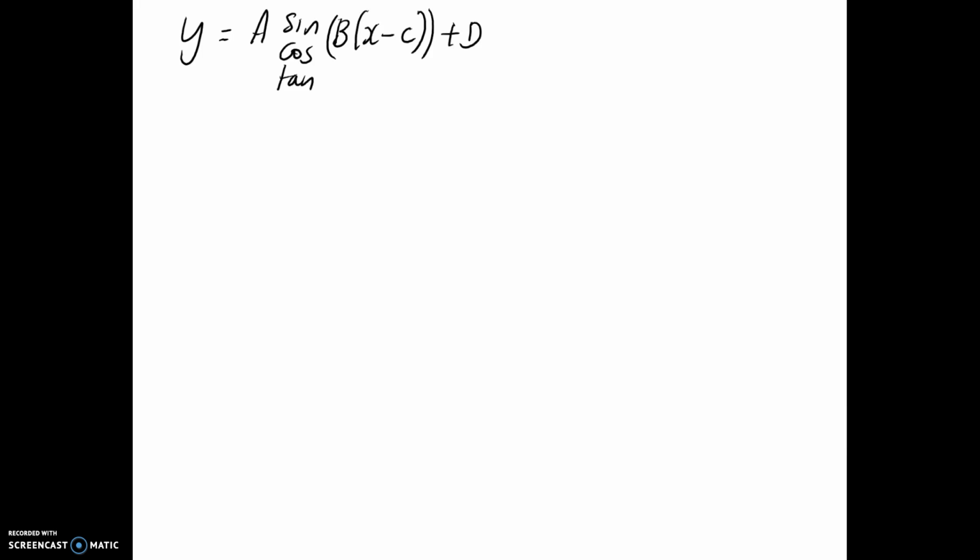In this video, we're going to be looking at achieved level modeling questions. At achieved level, you are going to be given the model and you have to understand the parameters. The coefficient of the trig function affects the amplitude, and this value here that's just being added on or subtracted is the mean value or the vertical shift.